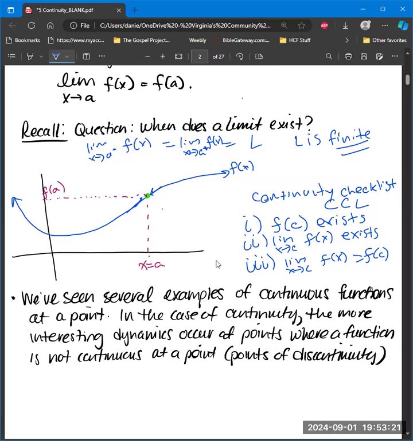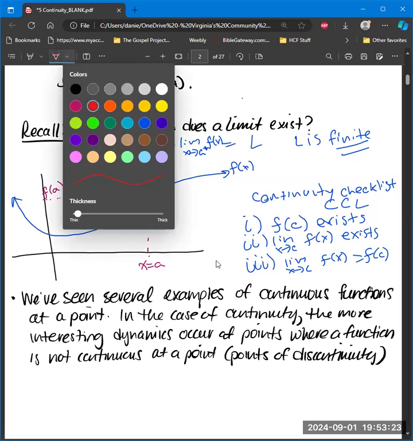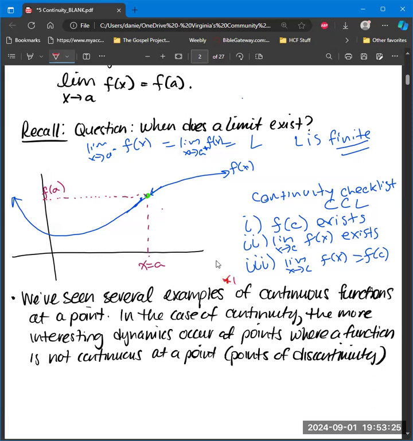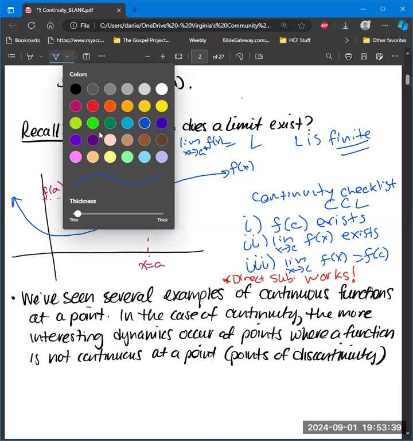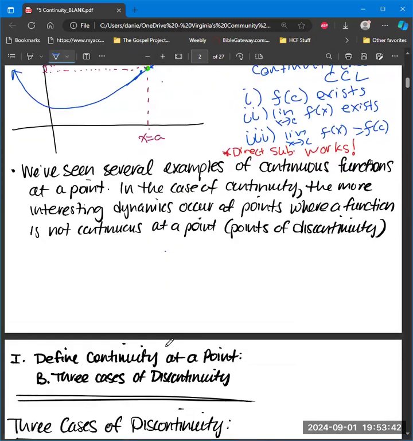So what this tells us is, if the function is continuous and we want to find the limit, direct substitution works for all points for which the function is continuous. So we've seen several examples of continuous functions at a point. In the case of continuity, the more interesting dynamics occur at points where the function is not continuous, which would be points of discontinuity.